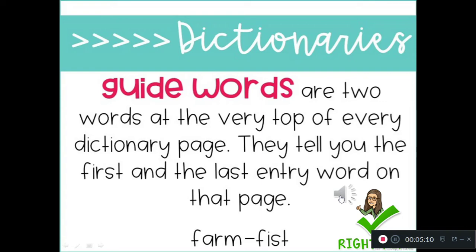F-R-I-G-H-T. Would I find this word on this page? Take a moment and decide. If you thought that you could not find this word on this page, again, give yourself a thumbs up. You look at the letters F, R, and know that I cannot find the word on this page. R comes after I in the alphabet. All right, let's move on.